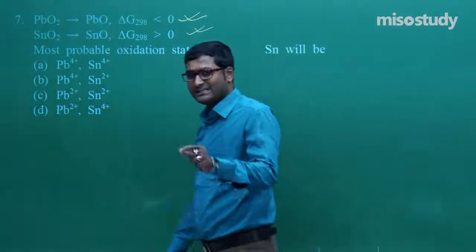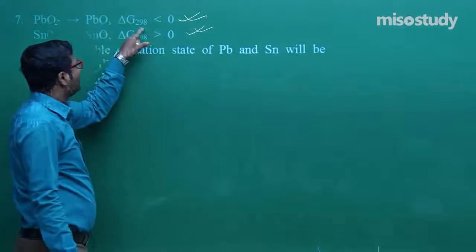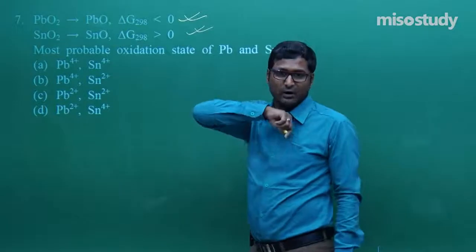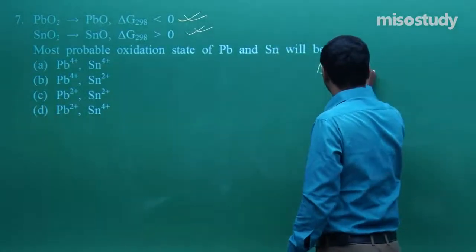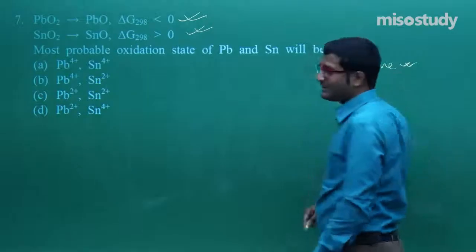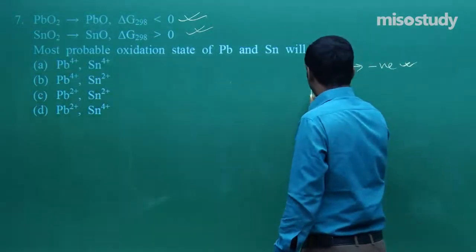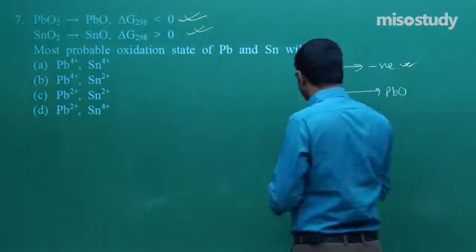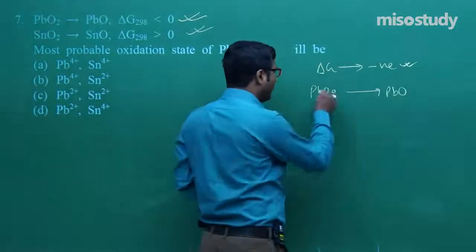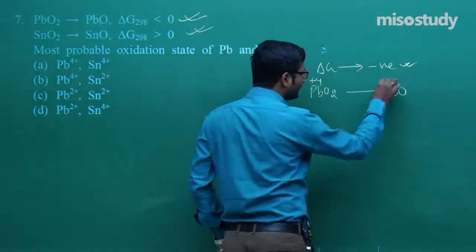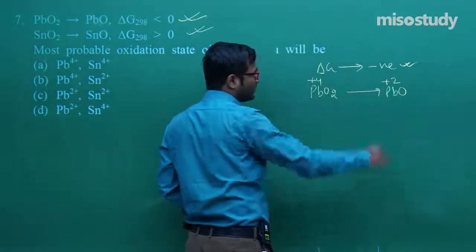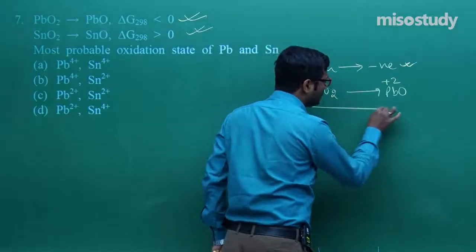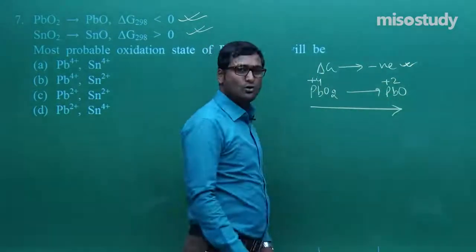As we know, if delta H is negative, then definitely the reaction is feasible, that is, the reaction is spontaneous. This is the situation here. Delta H in the first case is less than 0, that is negative. The reaction is PbO2 gives PbO, so in this case we can say the reaction is feasible, and here Pb is in +4 oxidation state and there Pb is +2. So definitely if delta H is negative, then the +4 oxidation state will change to +2 because the reaction is favorable.